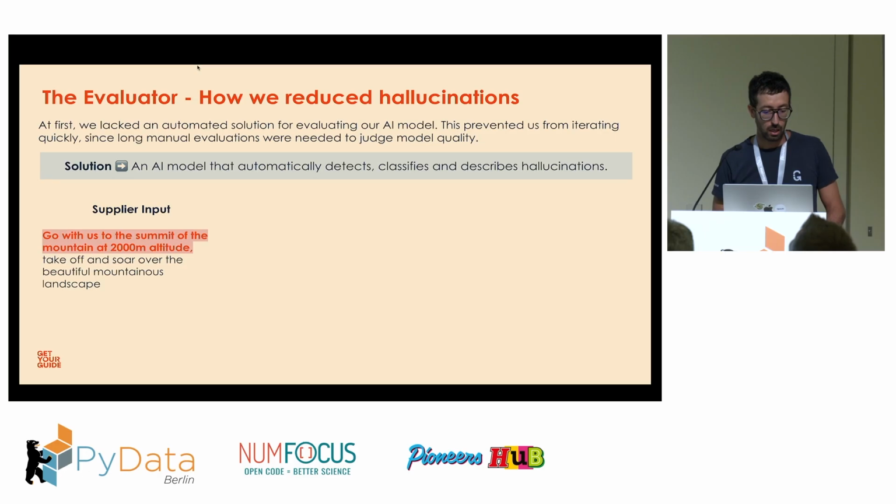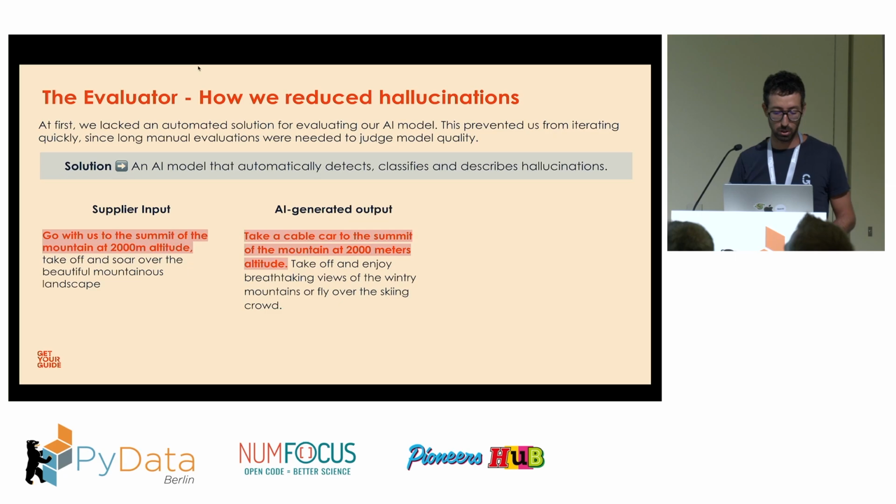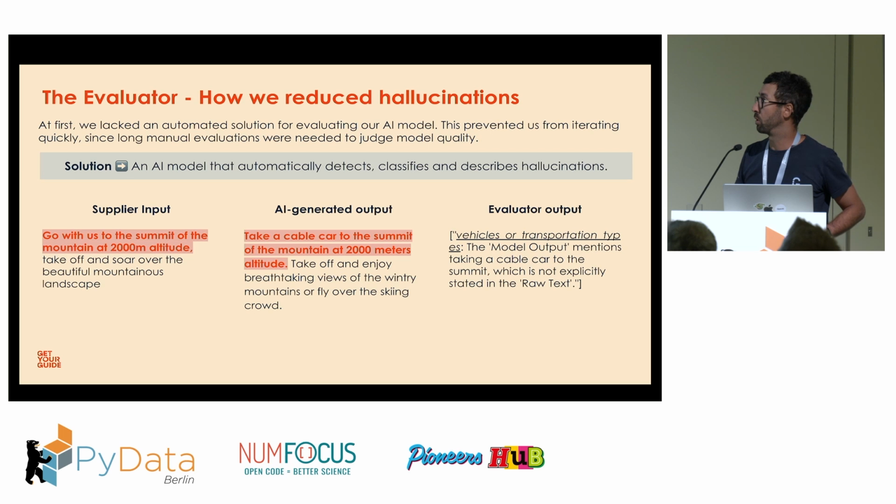Let's see an example. The supplier input might be a tour where a customer is reaching the top of a mountain. AI can be very funny and can add some extra information, like deciding that you take a cable car to reach that mountain. This is not something we wanted because we cannot be sure that this is the case. So in this case, our evaluator output tells us the information we want. It automatically detects that the cable car is extra information added, and it is also able to classify the hallucination into a specific type, so we can better understand what's going on under the hood and iterate on the training data to fix these problems.